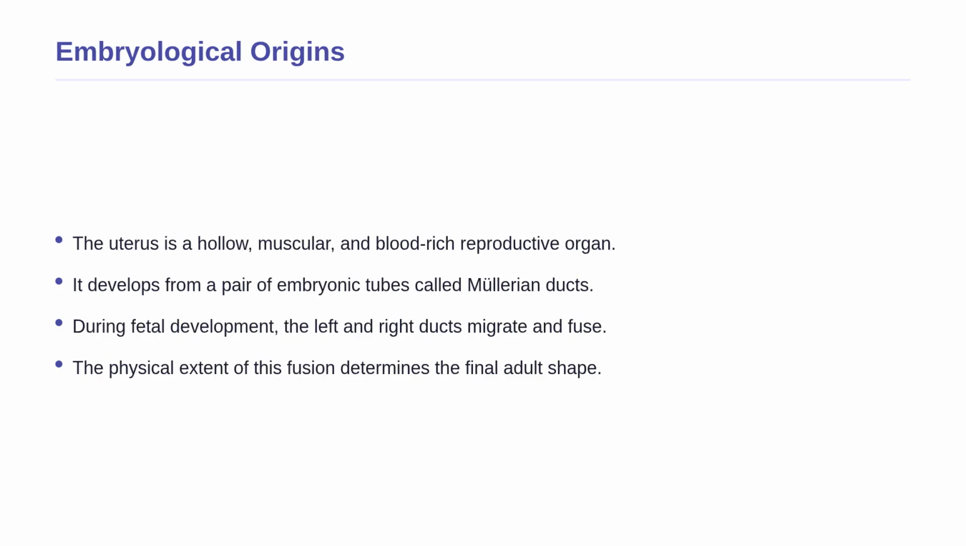Now that we understand the purpose of these different shapes, let us look at how they actually form. The mammalian uterus is a hollow, highly muscular, and blood-rich organ. Embryologically, it develops from a pair of embryonic tubes called the Mullerian ducts. During early fetal development, these two separate left and right ducts migrate toward the center of the body and begin to fuse together. The physical extent to which these two ducts fuse determines the final anatomical shape of the adult uterus. If they do not fuse at all, we get two separate chambers, but complete fusion creates one unified chamber.